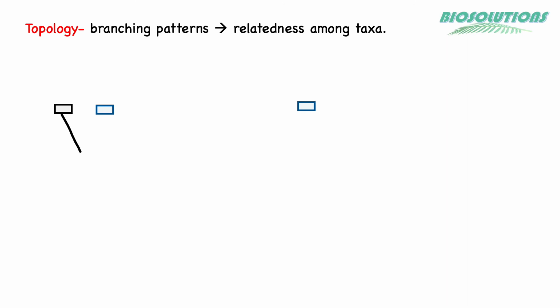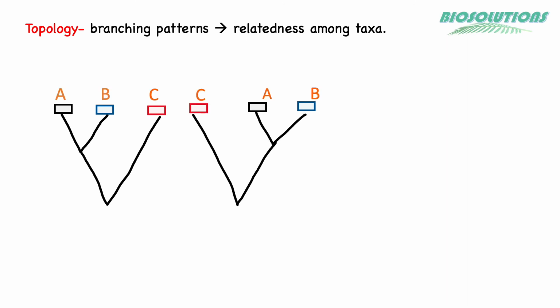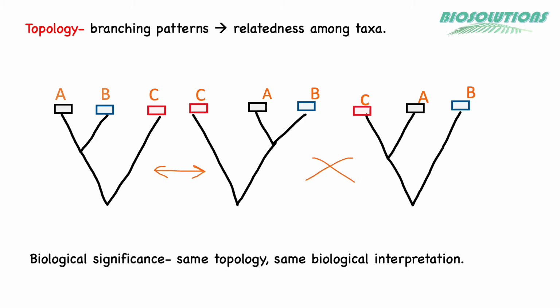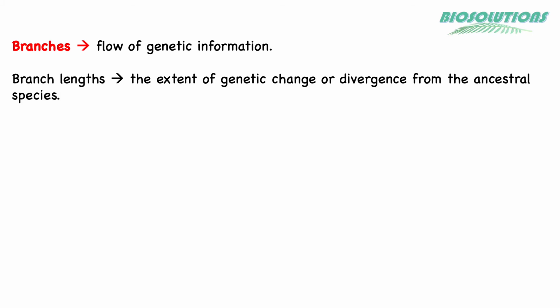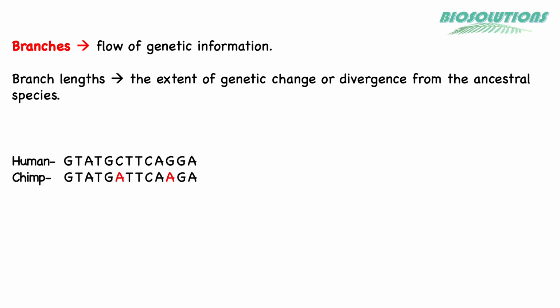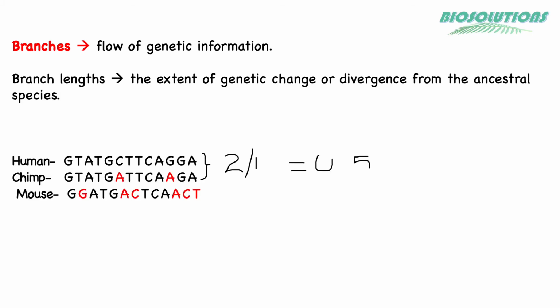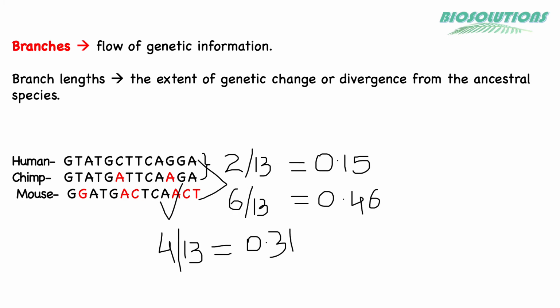Topology represents the branching patterns of the tree. It has a biological significance as trees showing the same topology will have the same biological interpretation. Branches indicate the flow of genetic information, and branch lengths indicate the extent of genetic change or divergence from the ancestral species. Therefore, the longer the branch length, the more divergence is indicated.